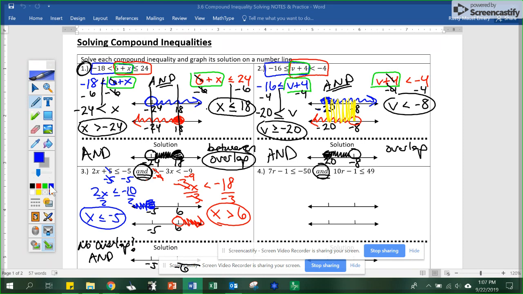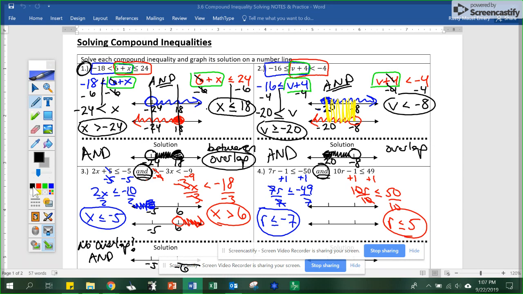So let's go ahead and finish with number 4. I'm going to solve. Again, notice that the keyword is and. I'm going to add 1 to both sides for the first inequality. I get 7r is less than or equal to -49. Divide by 7, and I get r is less than or equal to -7. Again, the inequality sign does not switch. I did not divide by a negative. For the second inequality, add 1 to both sides. I get 10r is less than or equal to 50. Divided by 10, and the inequality sign does not switch.